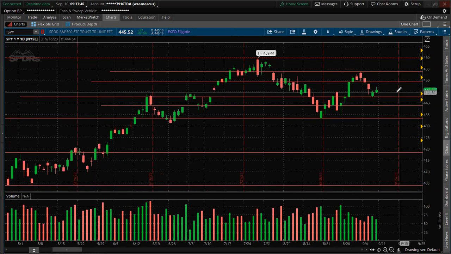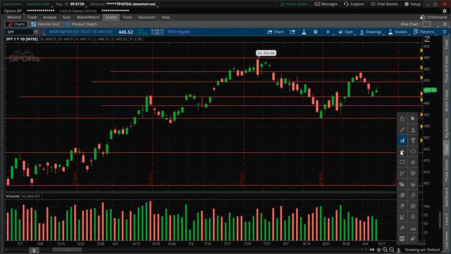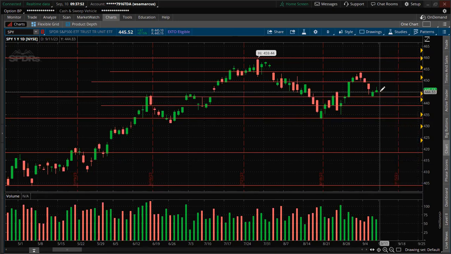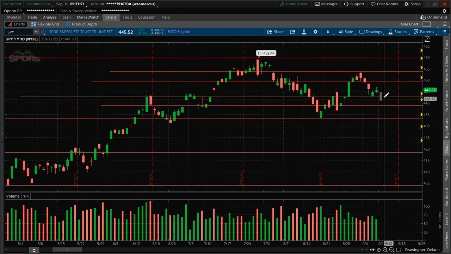You always want to look on your left, right? I'm entering on this last candle, right? But I'm not going to enter on this candle right here. I want this candle to basically break and start to hold below that level.